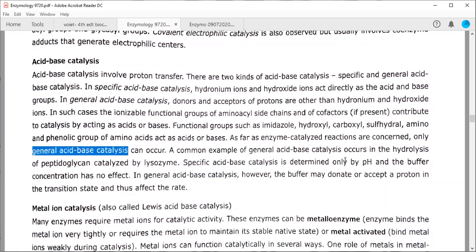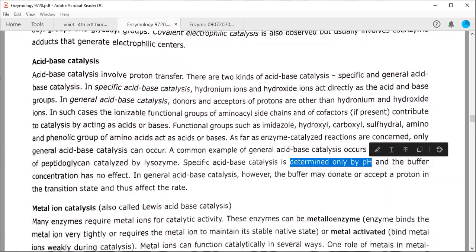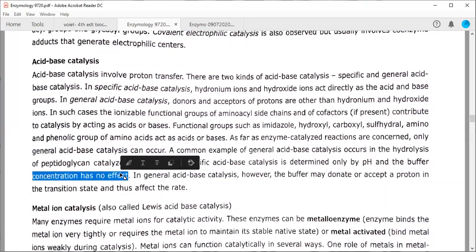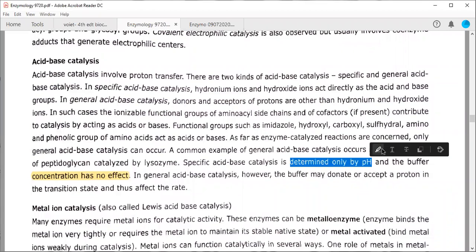Specific acid-base catalysis is defined by the pH only. In the first one, the hydronium ions or hydroxide ions are used, and this is determined by the pH, but the buffer concentration has no effect. So you should underline this line. Buffer concentration is not affecting, but the buffer has a specific pH. Therefore, this is determined by the pH of that buffer, not by the concentration.